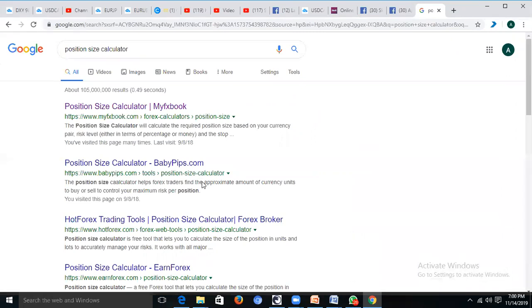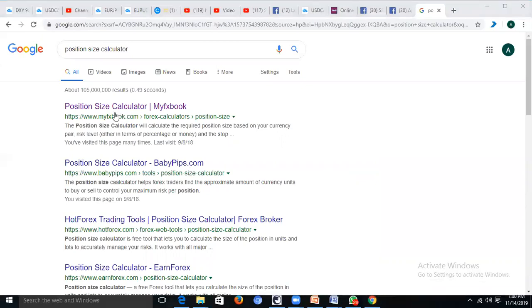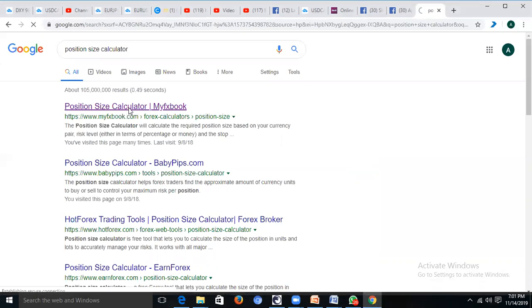So what you do, you just have to click this. You see these numbers coming up. This is what you call a position size calculator. As you type position size calculator, Google will automatically bring this one for you. They are the best. It is called Myfxbook. So you click it. We have Babypips and the rest, but this is the best. This is my favorite.